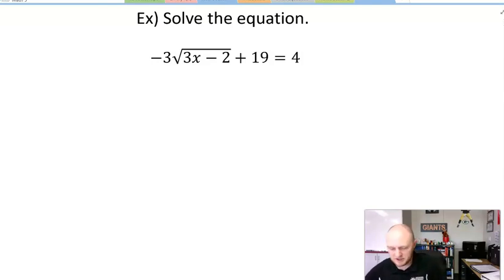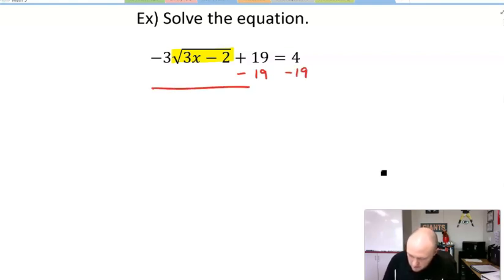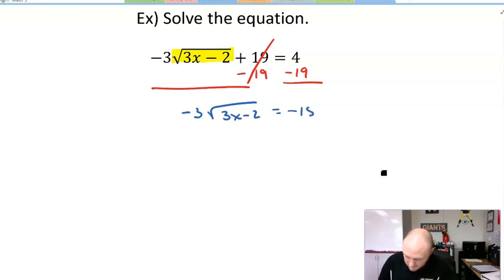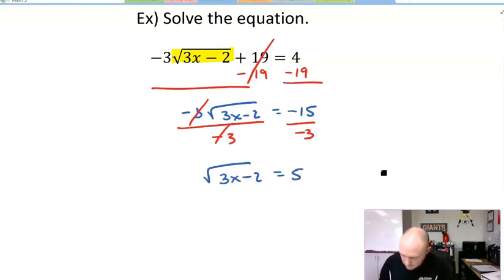Okay, so step 1, isolate that square root. Isolate that radical. So there it is. I'm going to get that by itself. I'm going to go ahead and first undo addition, subtraction. Minus 19 on both sides. These cancel. And we get negative 3 square root of 3x minus 2 is equal to negative 15. And then we'll divide by negative 3. These cancel. And we get square root of 3x minus 2 is equal to 5.